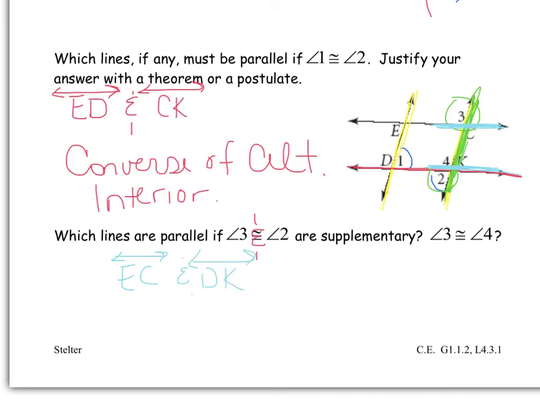And if 3 and 4 were congruent to each other, those are corresponding angles. Here's 3 and here's 4. Since they're in corresponding positions, it would still be the same, EC and DK. They're still touching the same angles and doing the same thing. So this would be converse of corresponding. The other one would be converse of same side exterior.